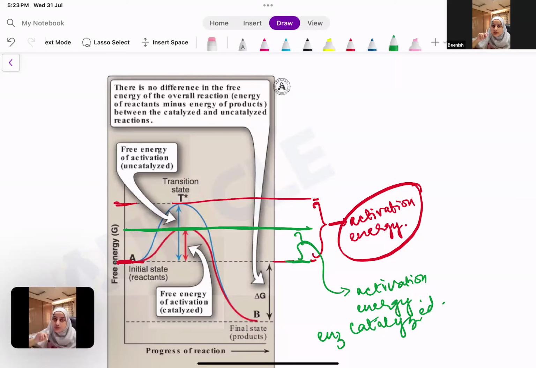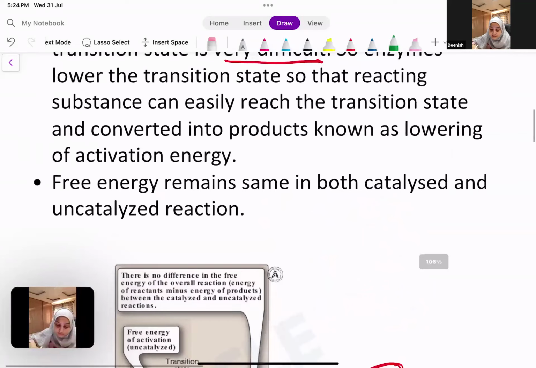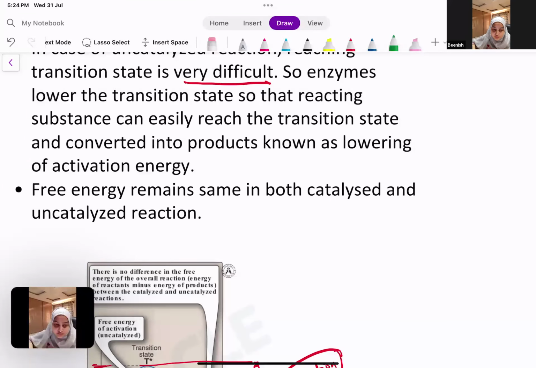What happens? In an uncatalyzed reaction, the activation energy was more, so less of the reactants were able to cross the transition state. But by using an enzyme, the activation energy has been lowered, so more of the substrate will be able to cross the transition state and turn into product. But free energy remains the same in both catalyzed and uncatalyzed reactions. Always remember that enzymes only increase the rate of the reaction by lowering the activation energy, but they do not change the free energy. That is going to remain the same in both catalyzed and uncatalyzed reactions.